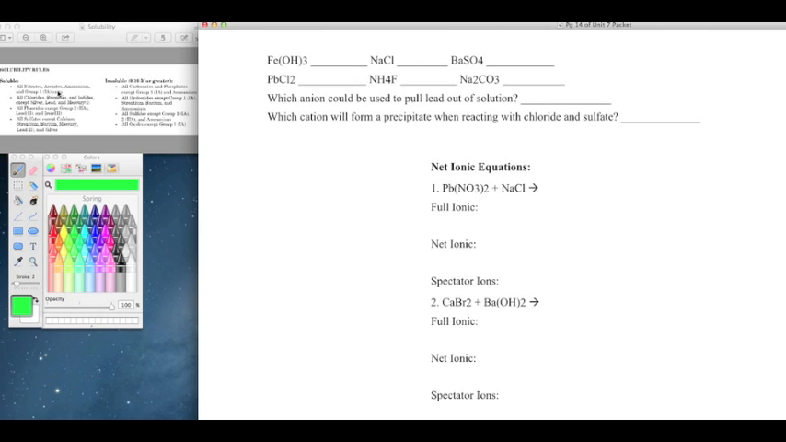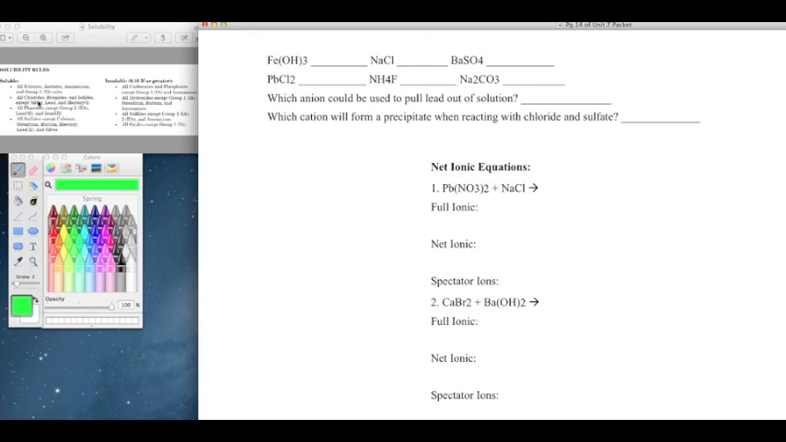If you're in the soluble column, for example, anything that's a nitrate, an acetate, ammonium, or group 1 salt. So if you have any group 1 metal, if you have a nitrate, so NO3, acetate, C2H3O2, or ammonium, NH4, you're automatically going to be soluble. Pretty simple. But then we get into some exceptions.